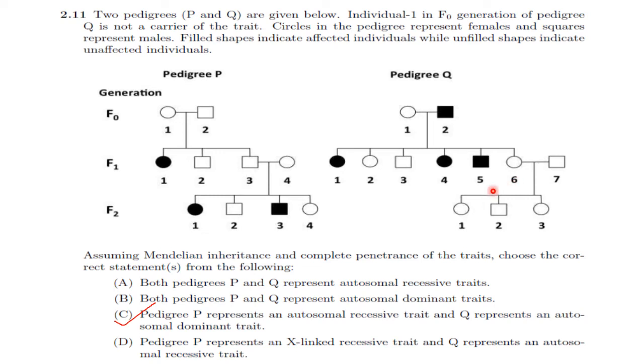Then the trait is occurring in male and female with almost equal frequency. So it is not an X-linked inheritance. So pedigree Q will be an autosomal dominant trait.